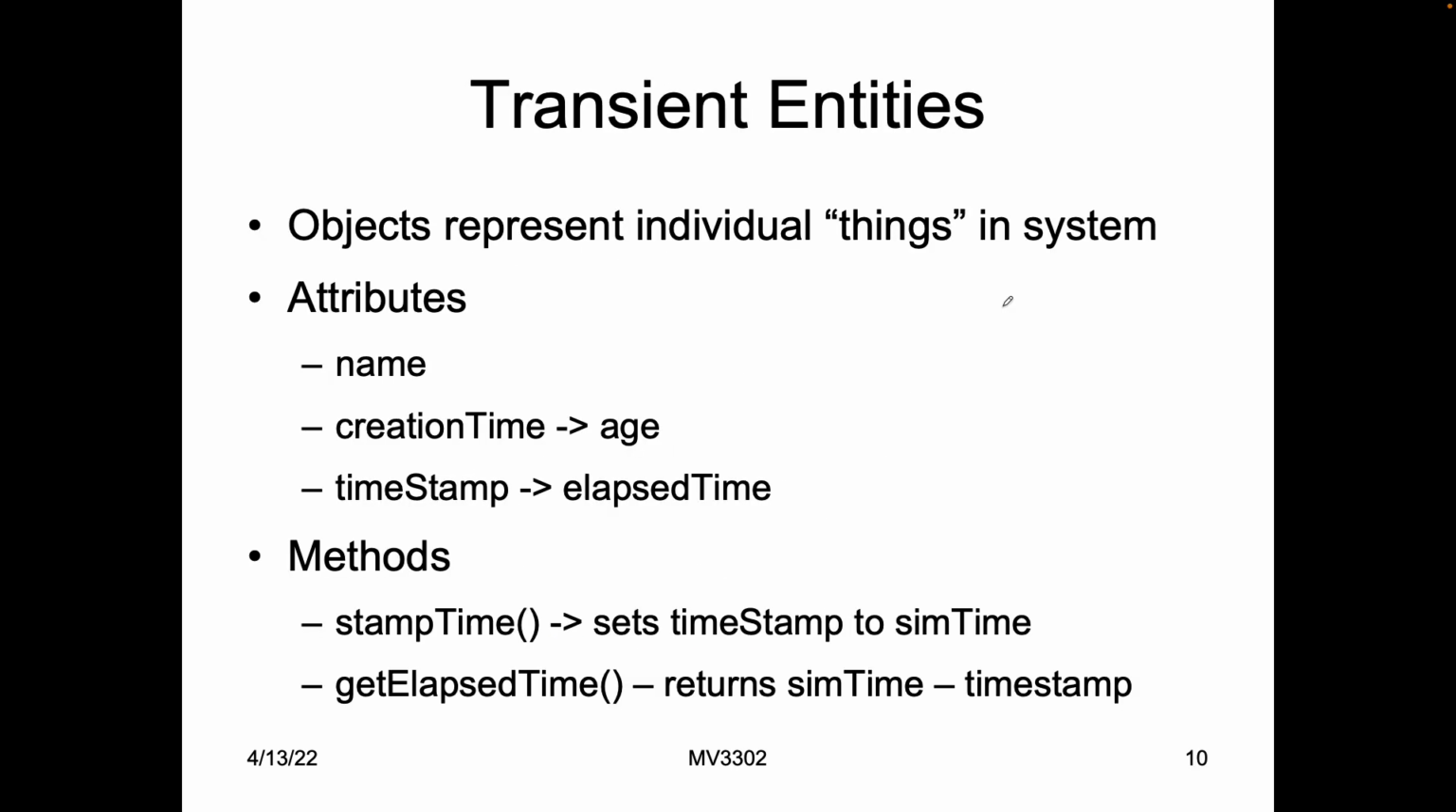Okay, transient entities. There's a section in the reading that talks about this, so read that to just be clear on this. So the idea of transient entities is we think of them as objects that are going to represent the things in the system. And those things can be either like people things or machine things or part things.